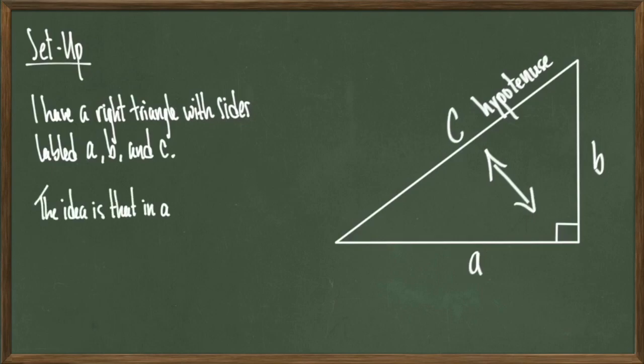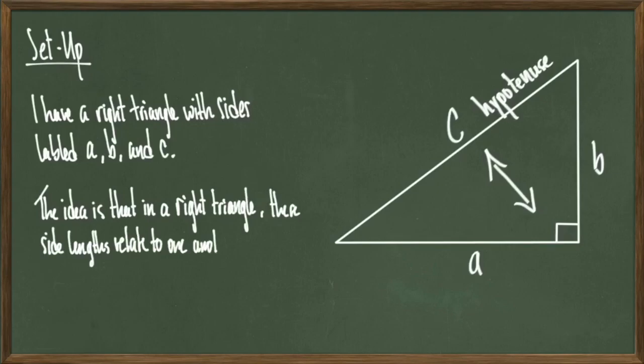Now, since I have a right triangle, the idea is I then know how the sides A, B, and C relate to one another. Triangles can be pretty complex, but when I know that there's a right angle that exists in the triangle, I get more structure, and I get more rules that I can follow.